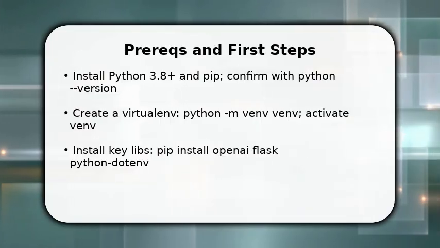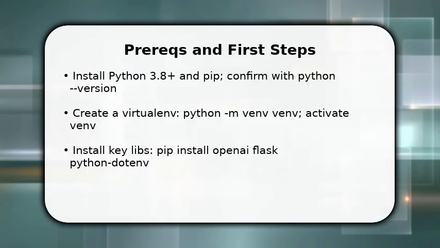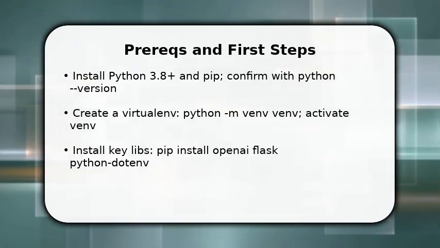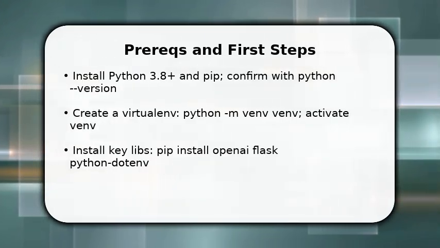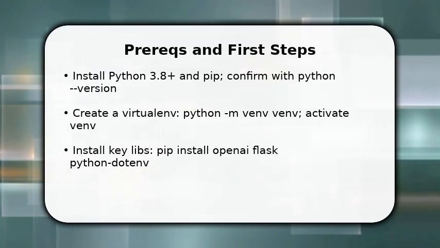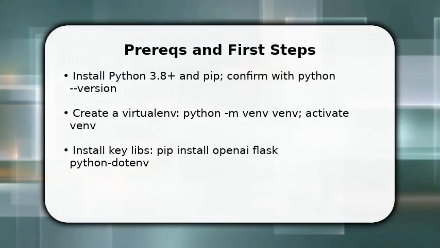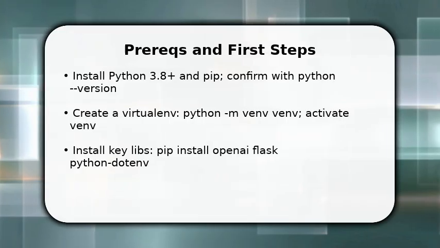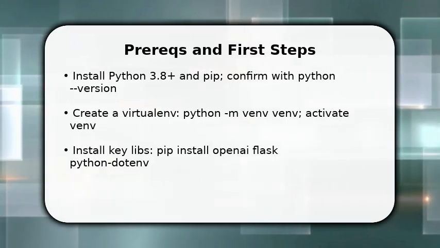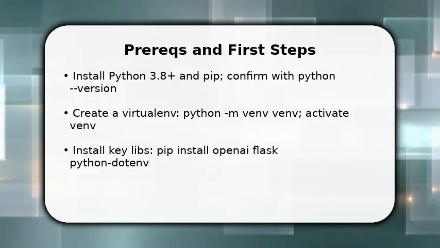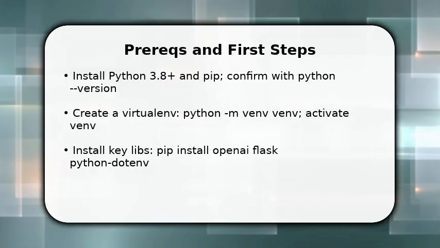You start by confirming Python 3.8+ and activating a virtual environment so dependencies stay isolated. Once done, install the core packages like the OpenAI client, Flask for a simple web endpoint, and python-dotenv to manage secrets. Make sure to set your API key in a .env file and never commit it.